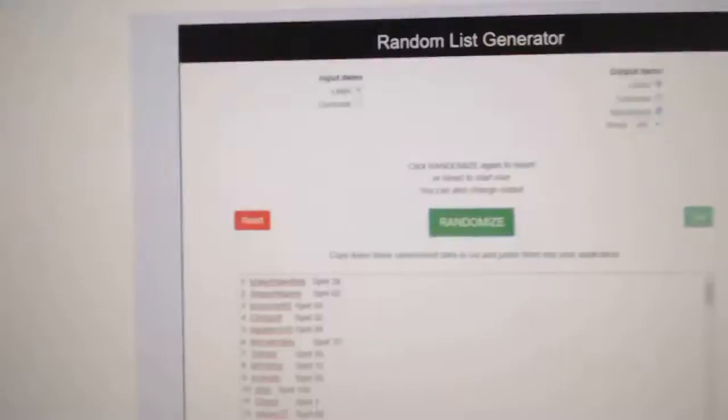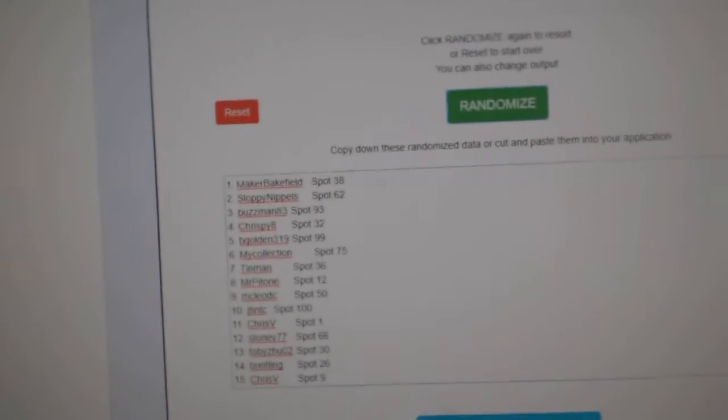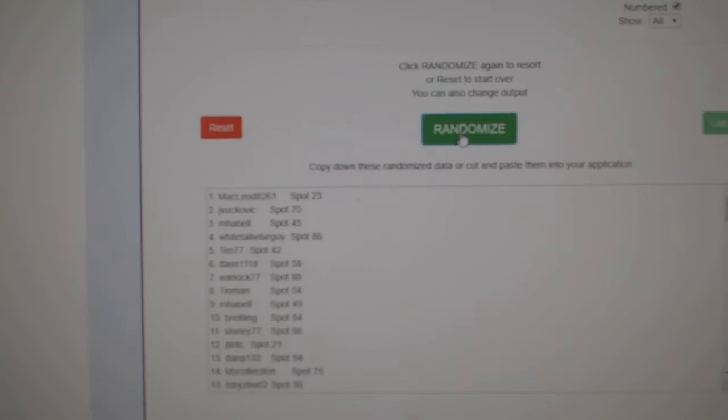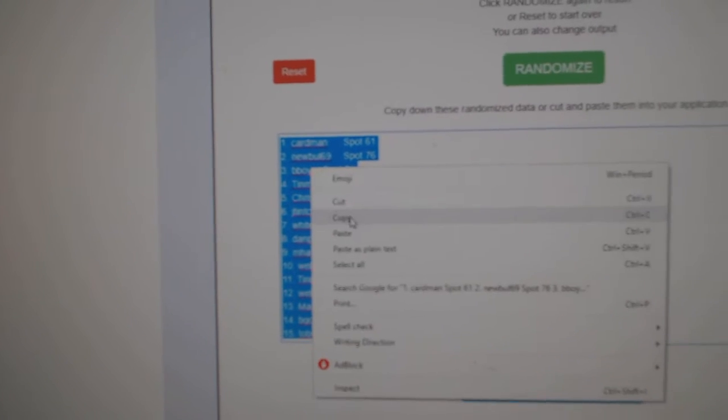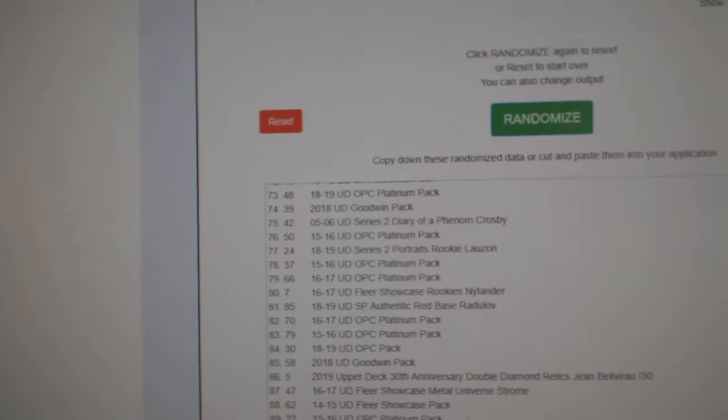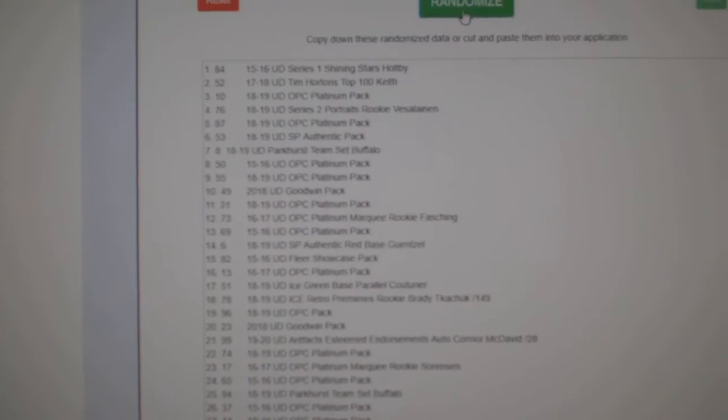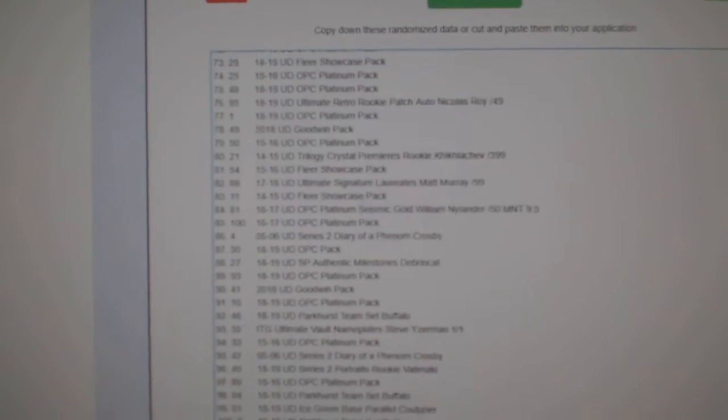Here we go. Starting off CNC break number 10,207. We've got the chancer. Here's all 100 people. Three times. One, two, three. Copy. Paste. And we've got the 100 spots. One, two, three.